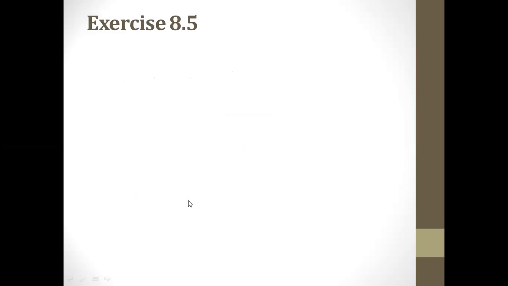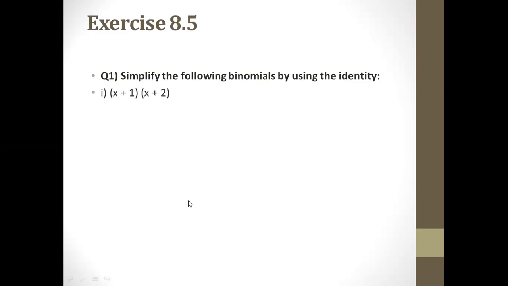Now come to the next exercise, exercise 8.5. Before going to start this exercise, you have to solve this exercise with formula. And the formula is in which the first value of the bracket is same. Simplify the following binomial by using the identity. This is the formula. You will memorize it. This formula is how you know that we solve it with this formula.